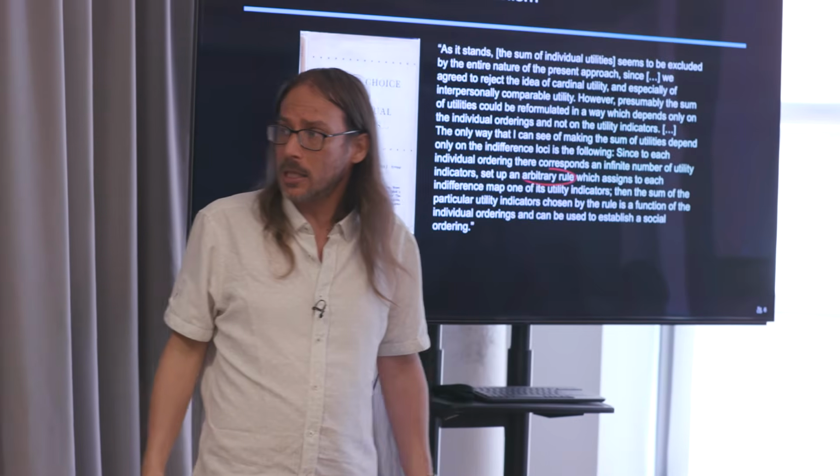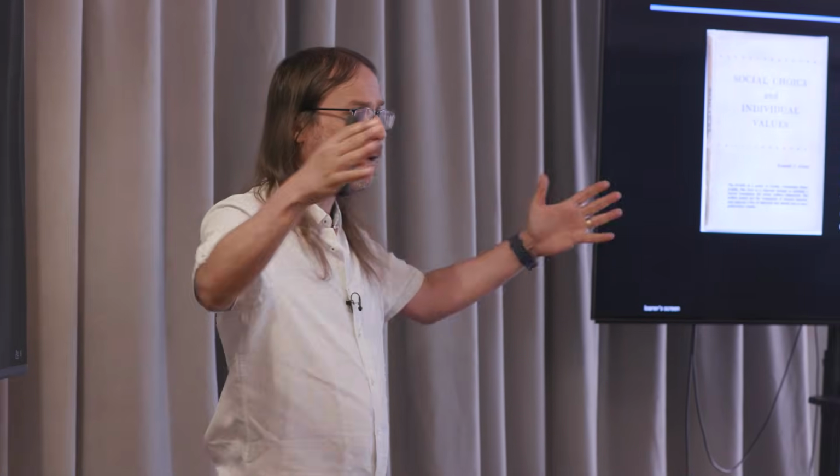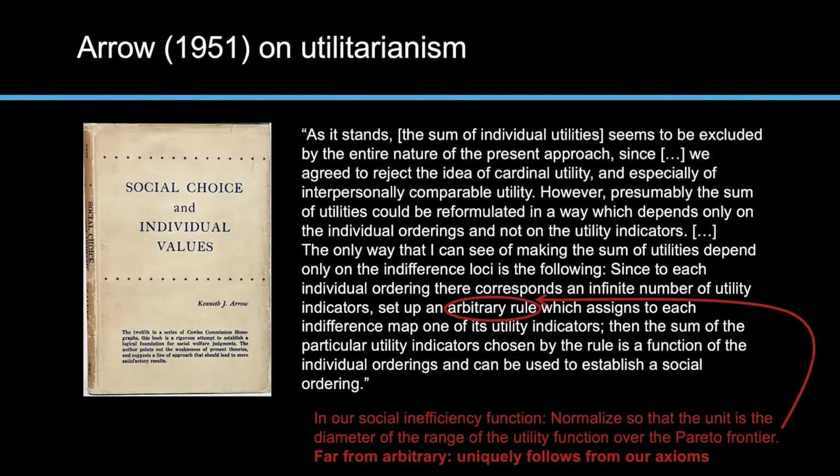So to some extent this is what we do, except that the thing that we have, which for each preference order chooses a specific utility representation, is not an arbitrary rule. It is the unique rule that follows from our axioms. I think we can skip.